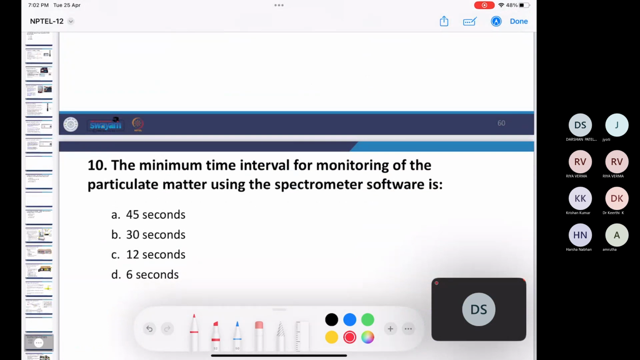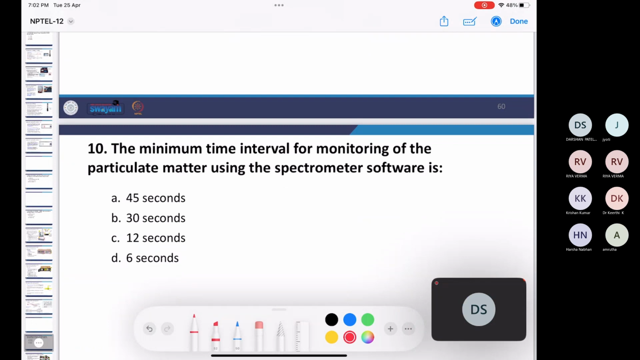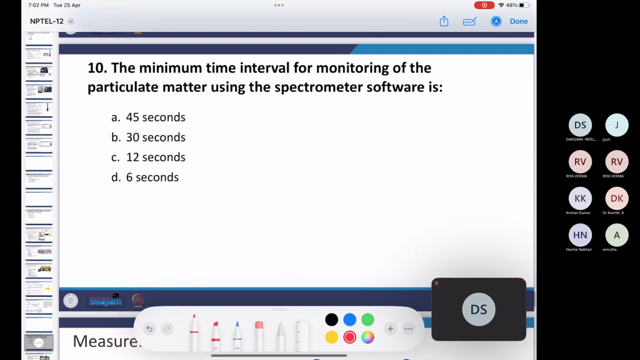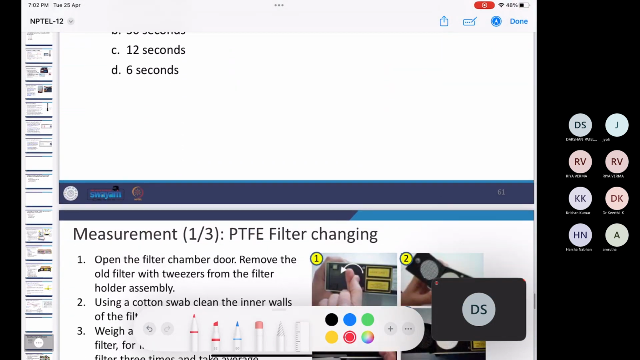Now, the next question is: the minimum time interval for monitoring of the particulate matter using the spectrometer software is 45 seconds, 30 seconds, 12 seconds, or 6 seconds.